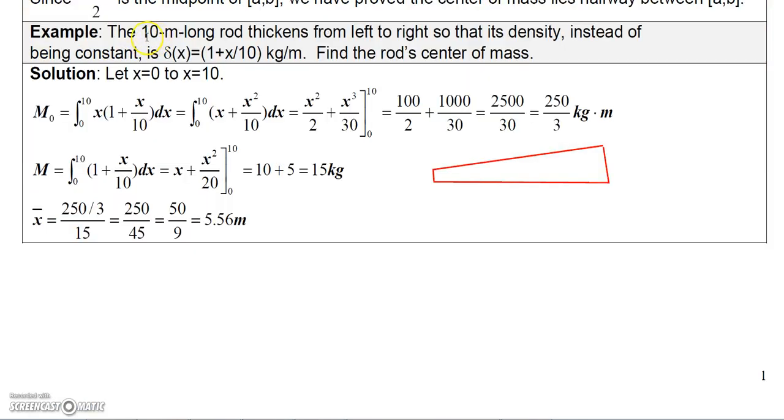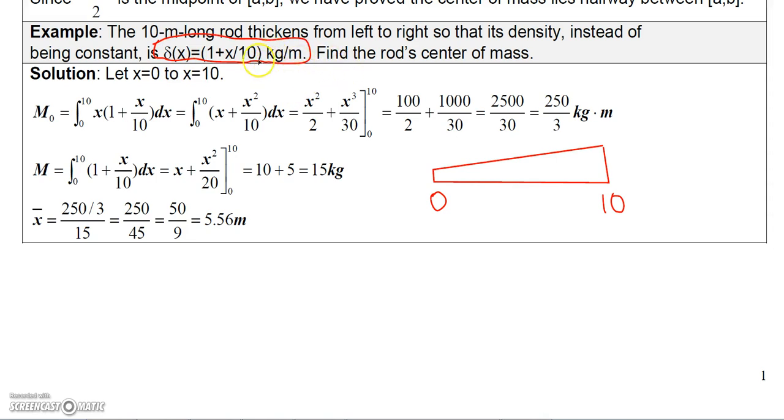So here we have the next example. We have a 10 meter long rod that thickens as you go left to right. Here it's narrow on this end, and we'll say this is 0, and then it gets thicker as we go farther out on the length. So we'll say that it's 10 meters. The density is given as a function of x. Let me show you the density function. It's 1 plus x over 10 kilograms per meter, and that represents the density.